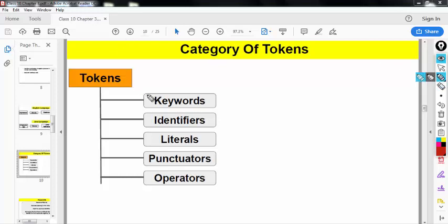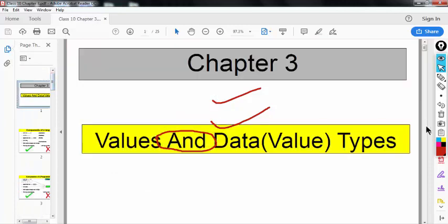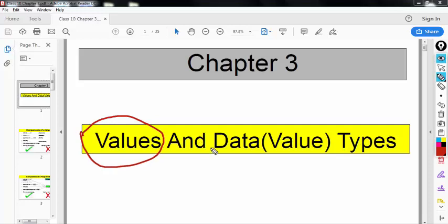Last time we were discussing tokens and we covered keyword kind of tokens and identifier kind of tokens. Today we'll be looking at the literal category of tokens. And before we start with literals, I would like to bring your attention to the name of this chapter. The name of the chapter is Values and Data Types.